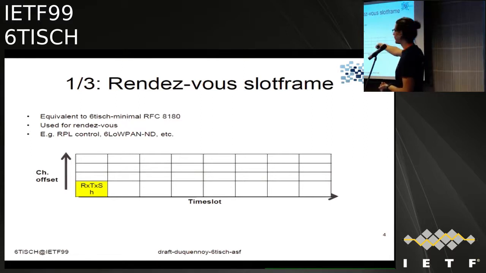Here on the slide, you see only four channel offsets. The one thing here is that for each of the slotframes we have in ASF, we dedicate a subset of the 16, or the N, available channel offsets. So here in that example, that slotframe has four channel offsets to play with.